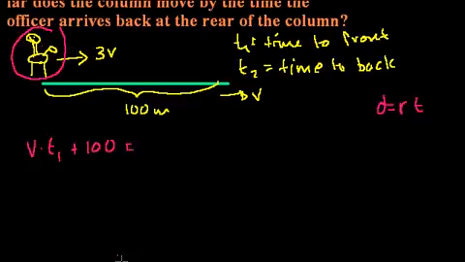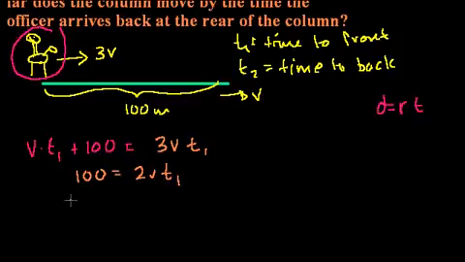And what's the distance that he travels in that same amount of time? Well, distance is equal to rate 3v times time t1, time to the front. So this is a relationship between velocity and the time to the front. And let's see if we can simplify this a little bit. If we subtract v t1 from both sides, we get 100 is equal to 3v t1 minus v t1. That's 2v t1. And divide both sides by 2, you get 50.